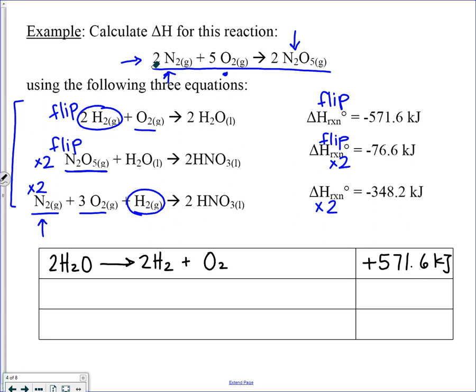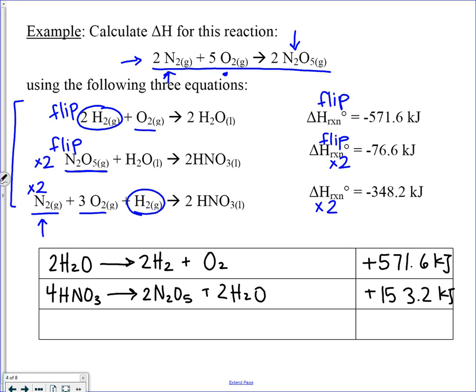So my second equation, I told myself I need to flip it and I need to multiply it by 2. So my products and my reactants are going to flip sides, and we're going to double all of their coefficients. So I now have 4 moles of nitric acid, and that's going to yield 2 moles of dinitrogen pentoxide and 2 moles of water. And since I flipped and doubled my reaction, I also have to flip and double my heat of the reaction. So I'm flipping the sign to positive, and when I double that, I get 153.2 kilojoules.